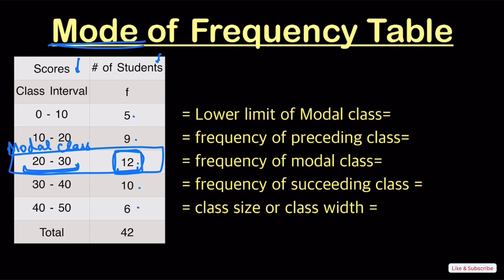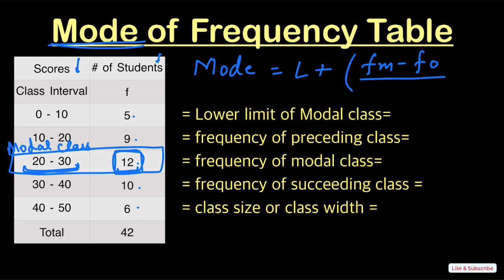Now, after finding the modal class, we need to find the mode. The formula for the mode is equal to L plus (Fm minus F0, or F1 we can say) over (2Fm minus F0 minus F2) times H. Now what does L stand for? L is the lower limit of the modal class. So in this case I can write here L. So L is 20.